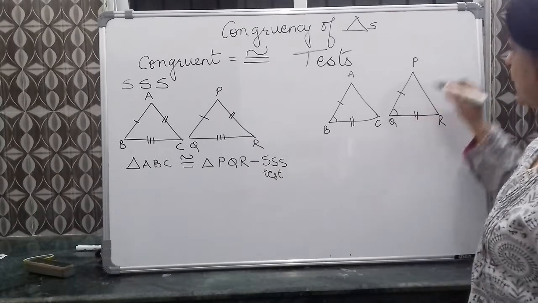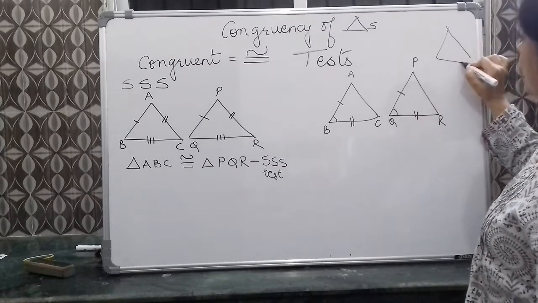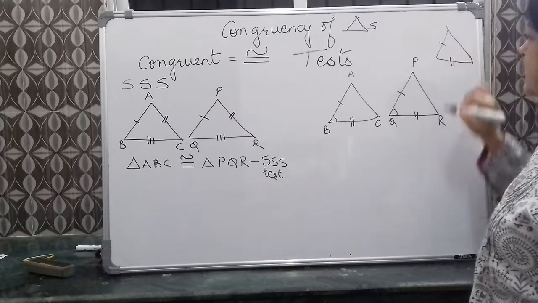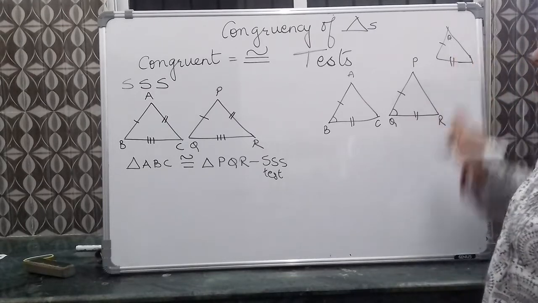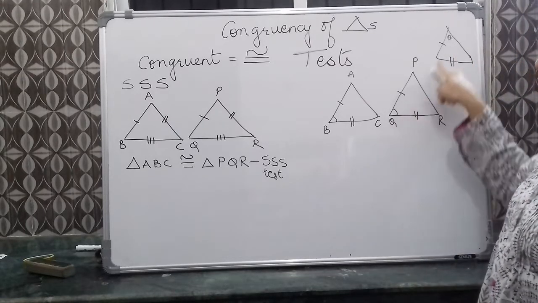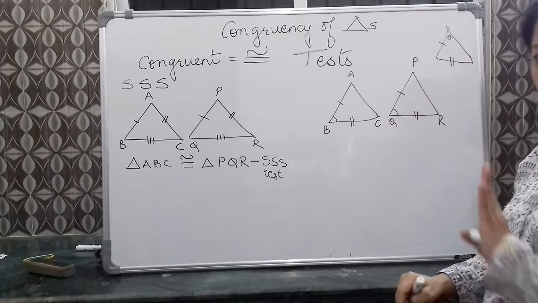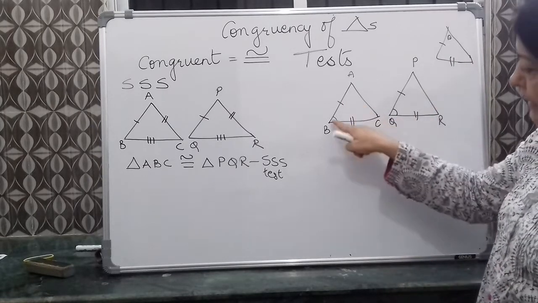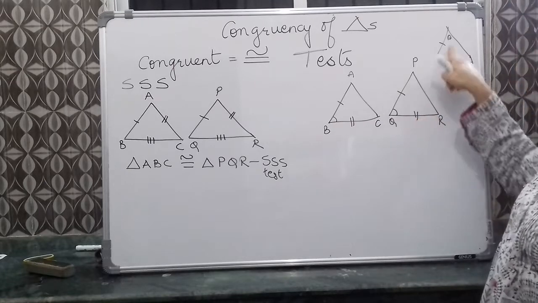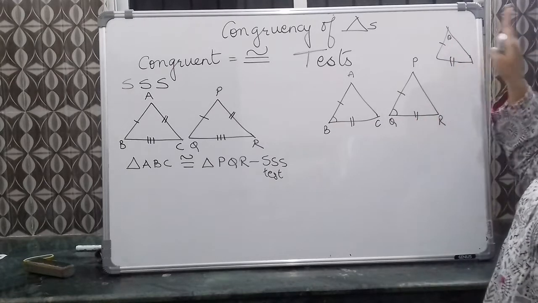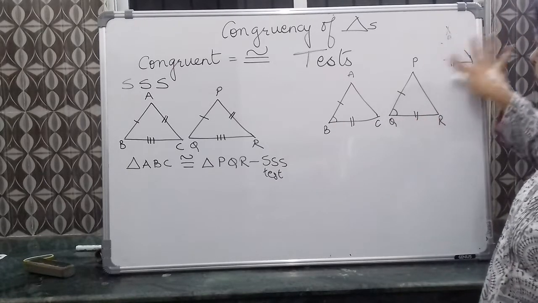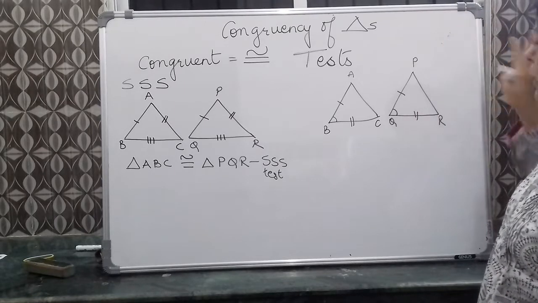Now suppose I am having another triangle where the two sides are there but that angle is here. Can I say these two triangles will also be same? No, because here they are in an order, whereas here it is a different order. So this cannot be same. So therefore this triangle will not be congruent.